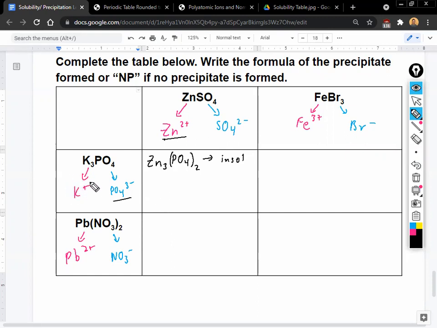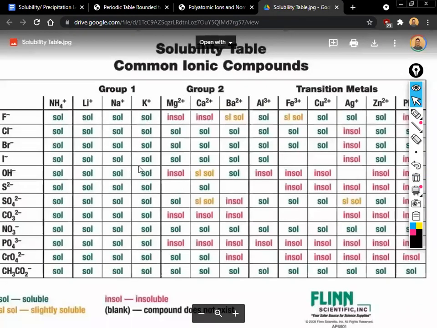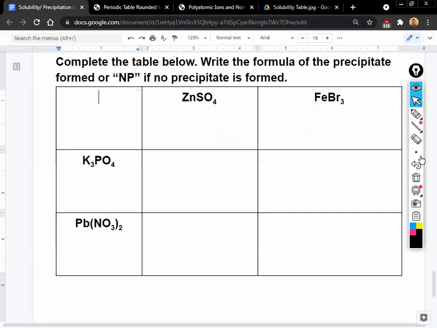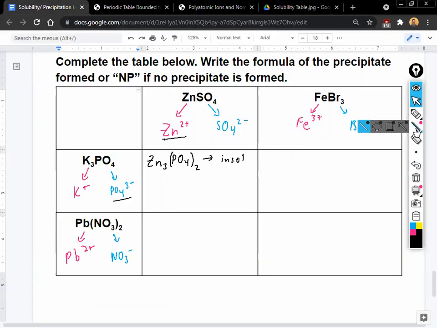Next, you're going to look at the other one. So you have K+ and SO4 2-. Take a look at the chart and then tell me, are these two soluble or insoluble when you mix them together? K+ and SO4. Yeah, this one is soluble. So these two are not going to form a precipitate. That means the only precipitate that's formed in this reaction between K3PO4 and ZnSO4 is this guy. This guy is the precipitate.